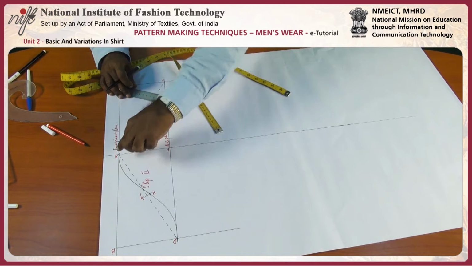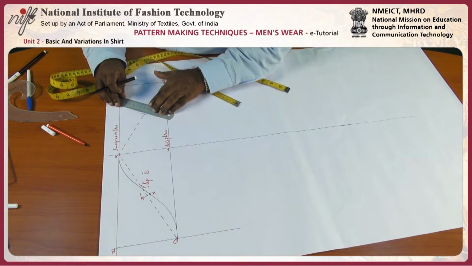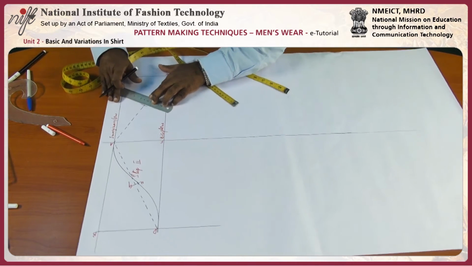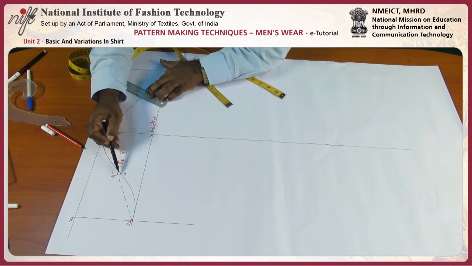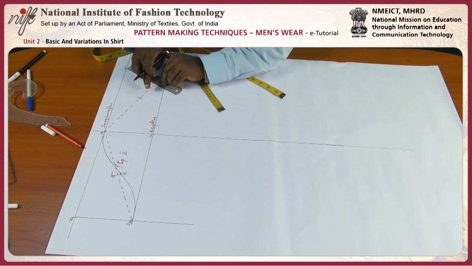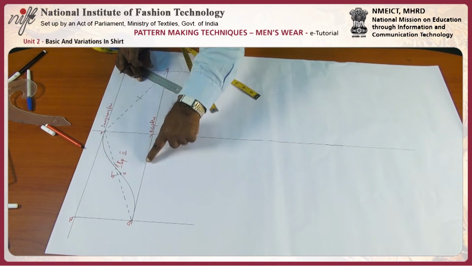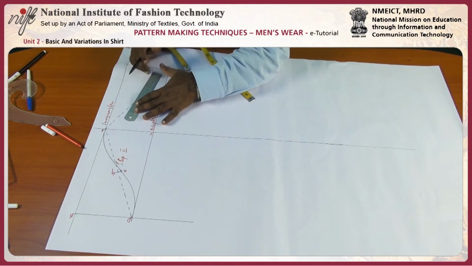Then draw a perpendicular line to the dotted line. Then measure 6 mm facing the imaginary line, whereas the other case is facing towards the bicep line. The 6 millimeter should be measured facing towards the imaginary line. Here it's measured facing towards the bicep line. So give a cross mark.